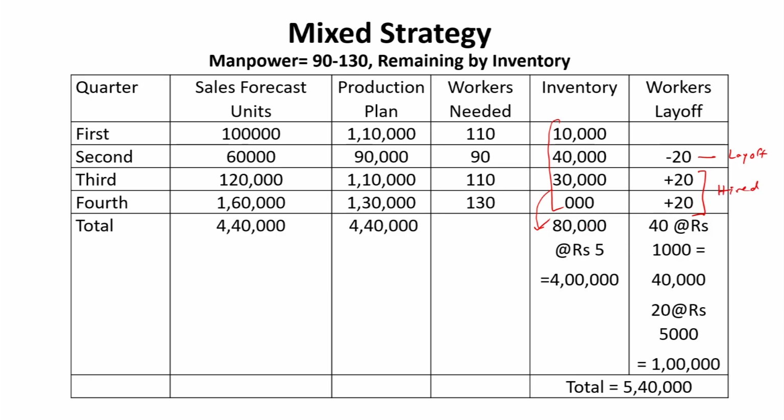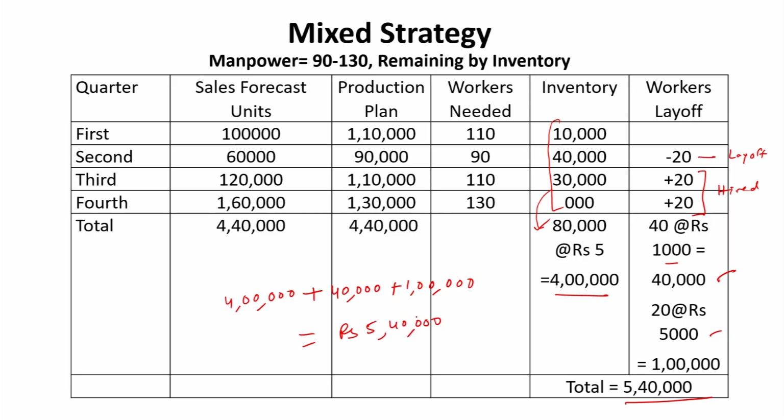So, together 80,000 units of inventory at the rate of rupees 4 lakh is my inventory carrying cost, 40 units of hiring at the rate of 1,000 is 40,000, and 20 units of layoff is 1 lakh. Together these components, that is 4 lakh of inventory carrying cost, 40,000 of hiring cost and 1 lakh of layoff cost. Together the cost of this policy is 5 lakh 40,000.